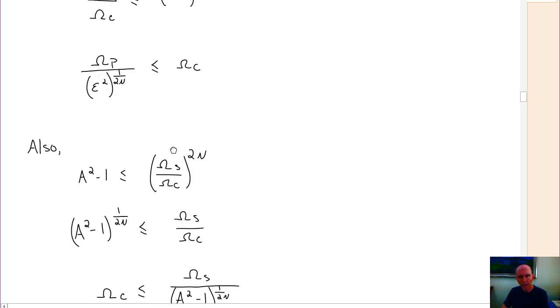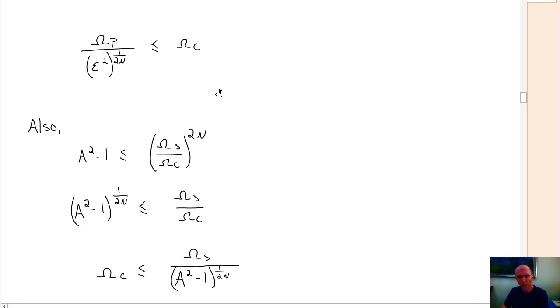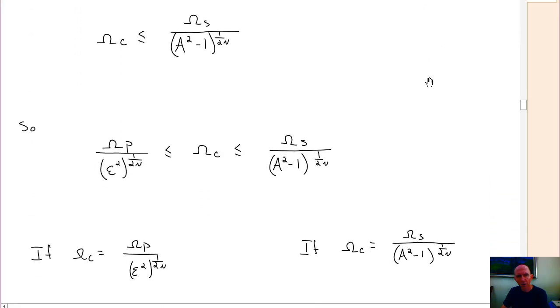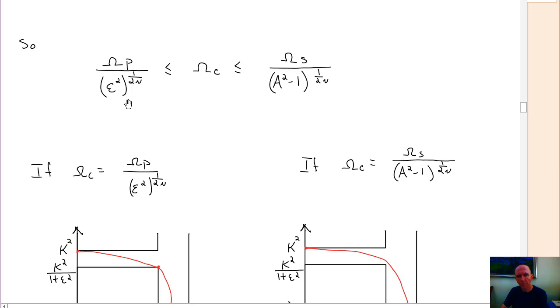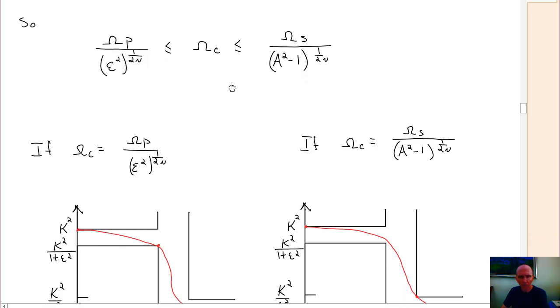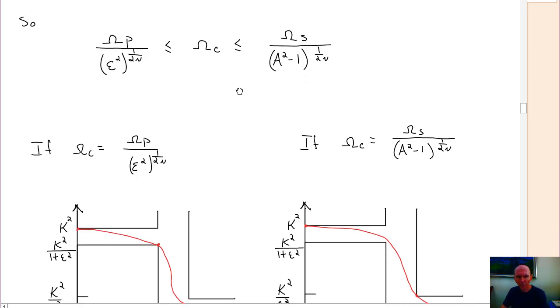And so combining these two equations, which are inequalities for omega c, we now get a range of frequencies of omega c. Combining these two, we see that omega c has to be between these two limits. We could have omega c be equal to either of the limits, or any number in between. So the idea was this, and what does it mean?